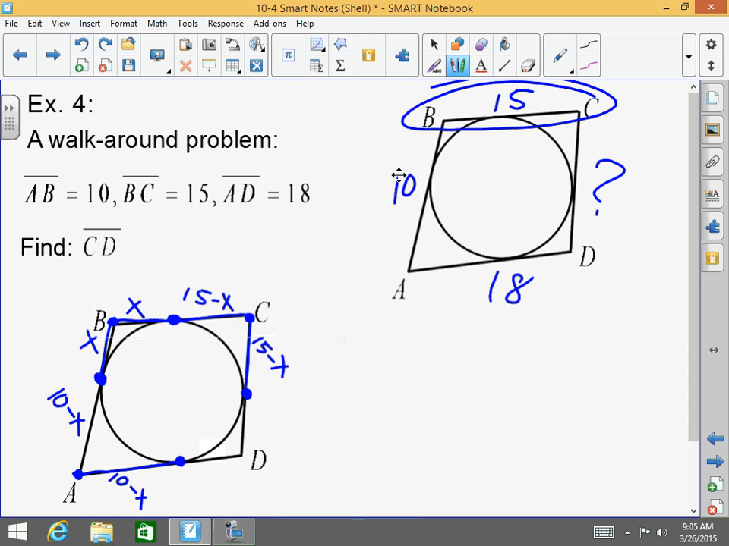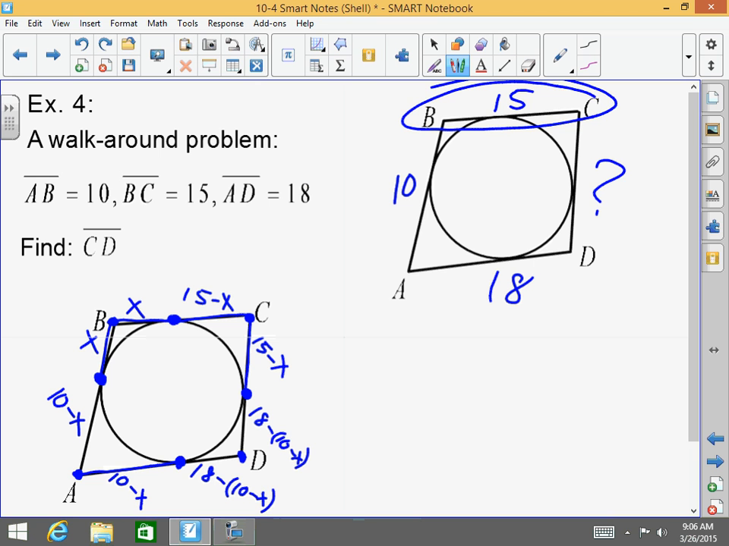And then, if this whole entire AD is 18, what would this point of tangency to D be if the whole thing is 18? 18 minus 10 minus X. You with me, guys? So two tangent theorem, what would D to this point of tangency be? 18 minus 10 minus X. Does that make sense so far? That's why I'm teaching, guys.